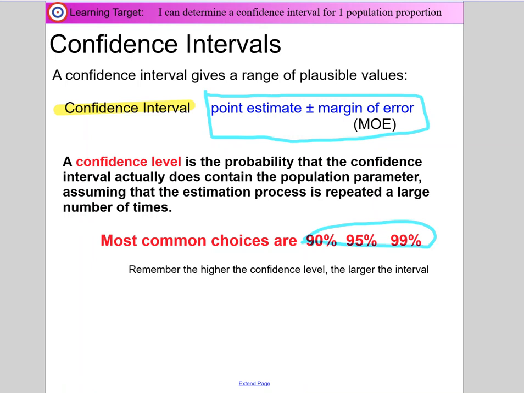Because if I'm going to say that I'm 99% confident that my answer is correct, I want my answer to kind of be a larger net of values to choose from. I don't want to say I'm 99% accurate and only give a couple of values to choose from. I'm going to kind of cast a wider net the more confident I want to be. And we'll see that when we look at some examples.